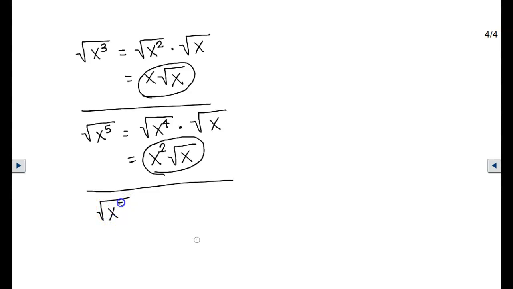Let's do the square root of x to the 7th power. We're going to factor it so that one of the factors is a perfect square. So we could do x to the 6th times x to the 1st.